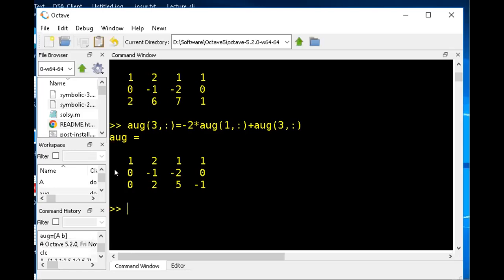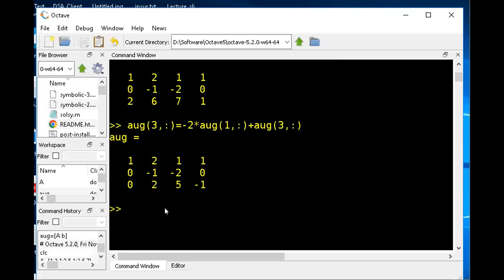Now we go to the second row. What is the first non-zero element I encounter? This is the first non-zero element I encounter, so I choose this as my pivot element. Now I will get rid of all the other entries below this pivot element. This is the only one.